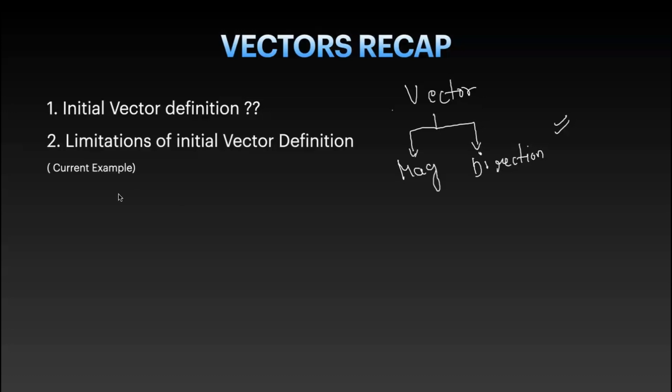Let us check. Here I have written something called a current example. If you take electric current, 3 ampere, it is moving in this direction. So it has magnitude, yes, 3 amp, and it has direction, yes, it is moving in this direction. So according to this, what should current be? Current should be a vector. But what actually is current? Actually, current is a scalar. If you want, you can check it. Current is a scalar. But how? This defies our original definition of vector.